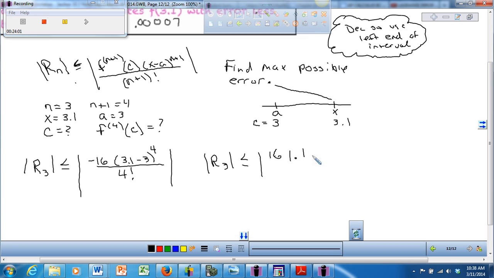Times 0.1 to the fourth over 4 factorial. Get rid of my absolute value because I've taken it. And what do we get? Less than or equal to 6.667 times 10 to the negative 5. Sorry, times 10 to the negative 5. That's the same thing, I'm with you. I wrote it the way you said it, but I pictured it the way it was on the calculator. Times 10 to the negative 5.